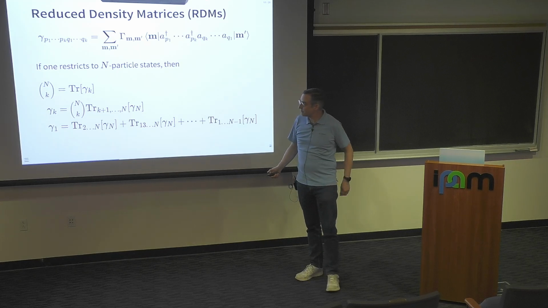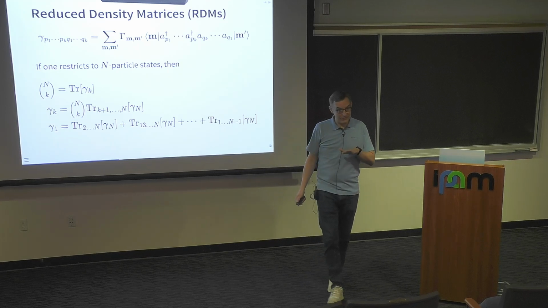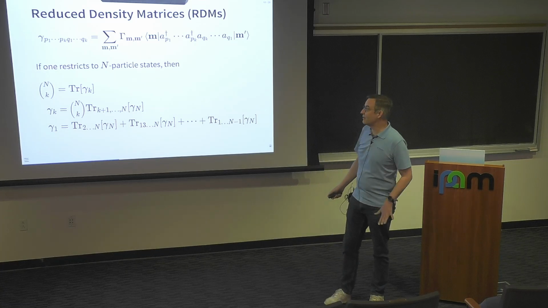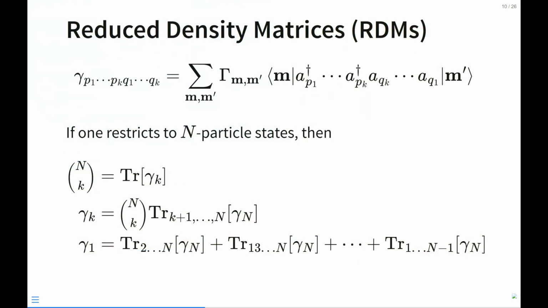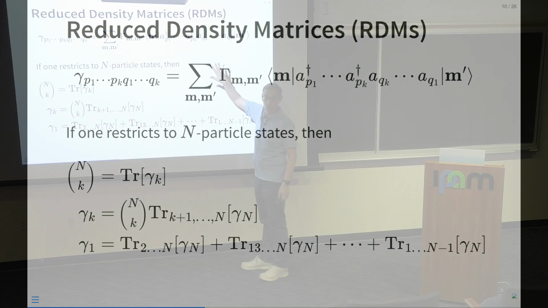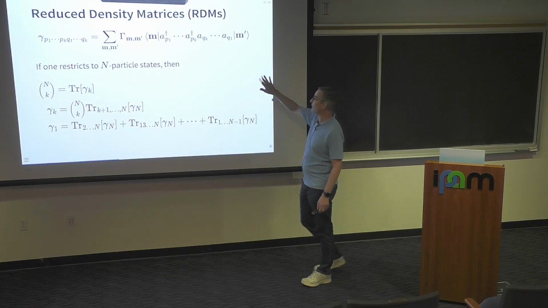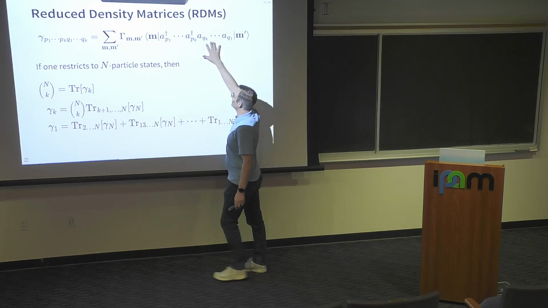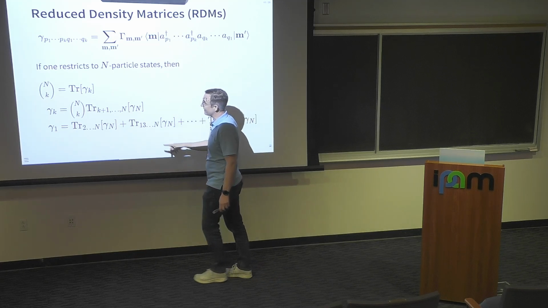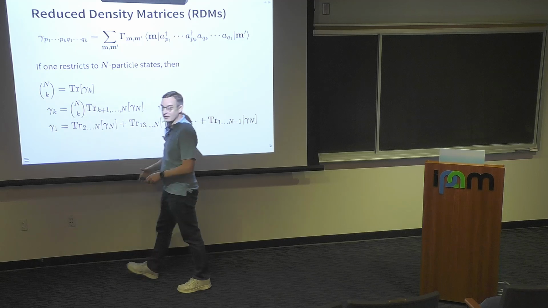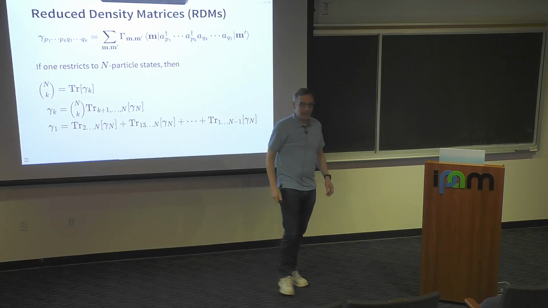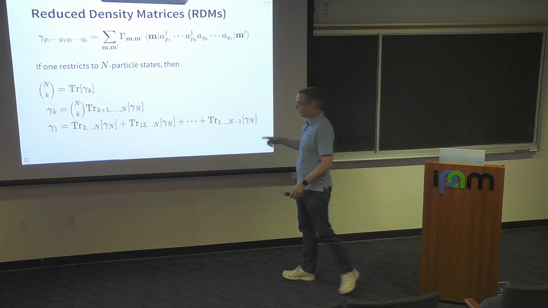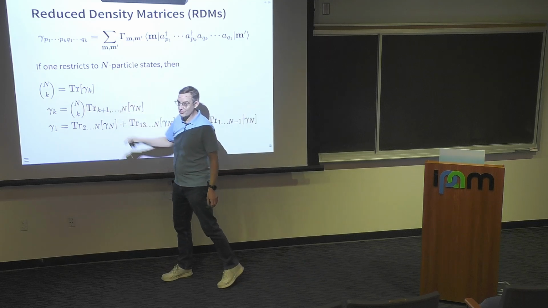Okay. So now I need to define what I mean by a reduced density matrix. And a reduced density matrix I'm going to define as just the projection of my big density matrix onto a smaller set. And this is just a way of projecting onto a smaller set. I expand it in terms of my annihilation and creation operators, and that gives me, in this case, a k-body density matrix. And from this definition follows this specific normalization convention.